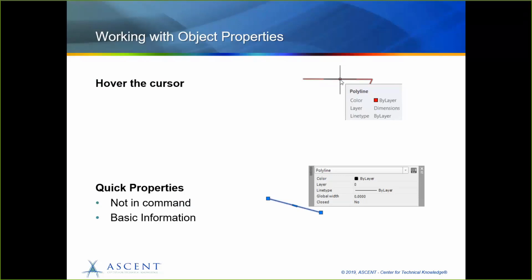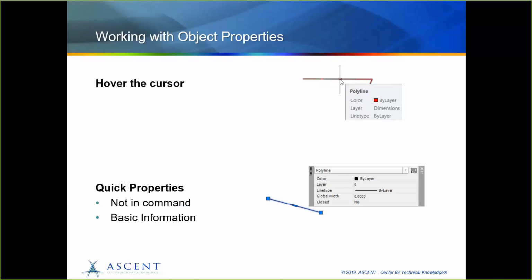If you want to go further and extract some more information, you have to select an object. You should not be in a command. When not in a command, you select an object, and it displays in the grip mode, which means it is highlighted and grips are displayed on the screen for that object. And the basic information about that object displays in the Quick Properties panel.